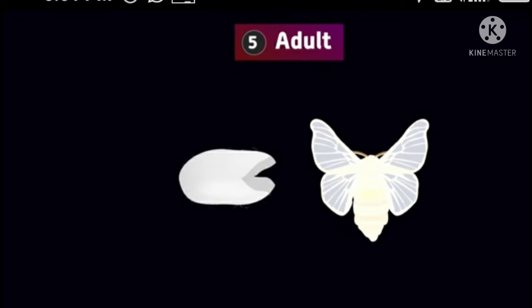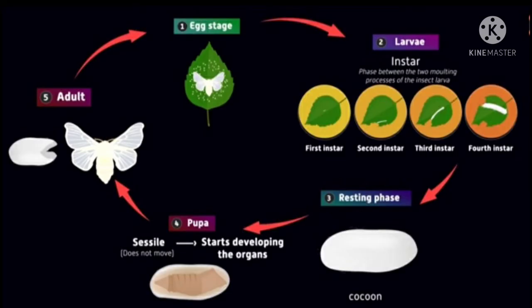The last stage is the formation of the adult. Inside the cocoon, the pupa develops into a moth and comes out as an adult silk moth. This is the overall life history of a silk moth.